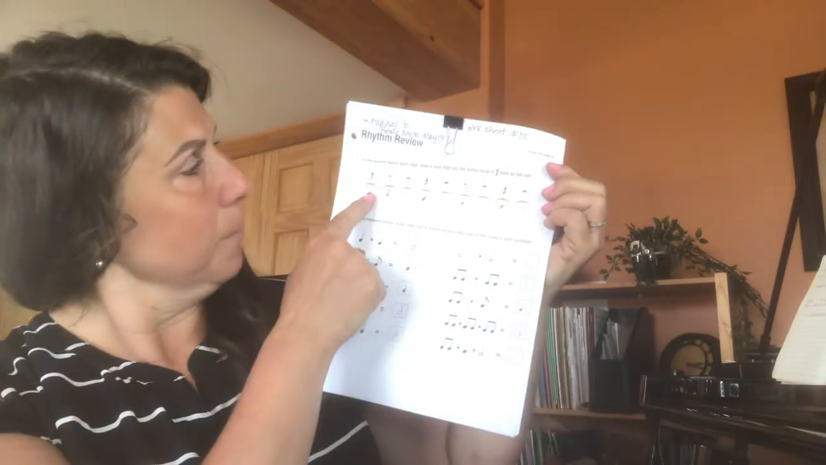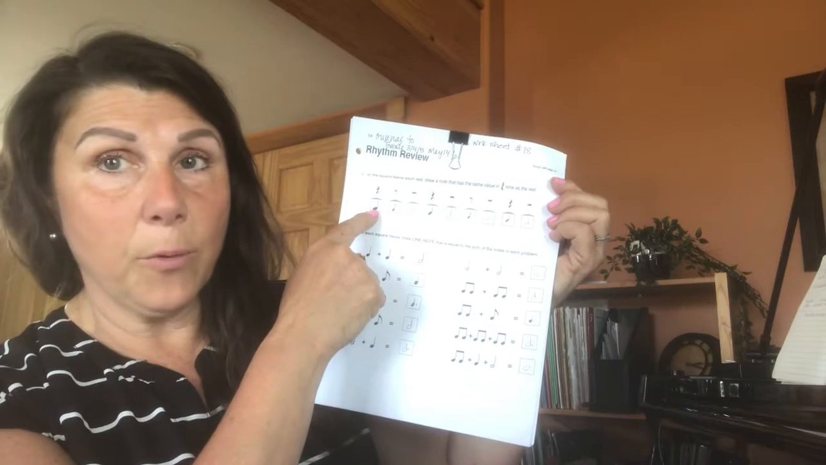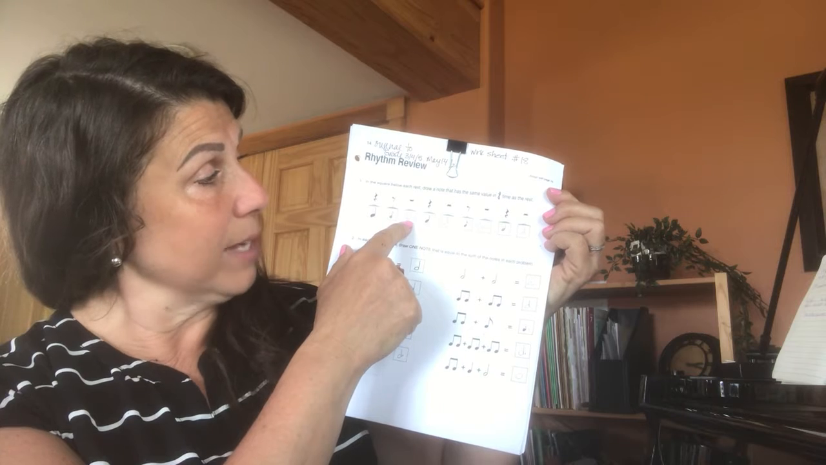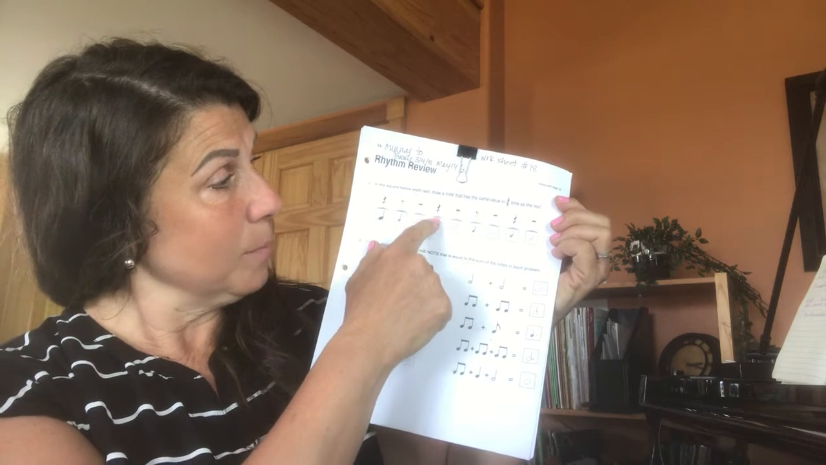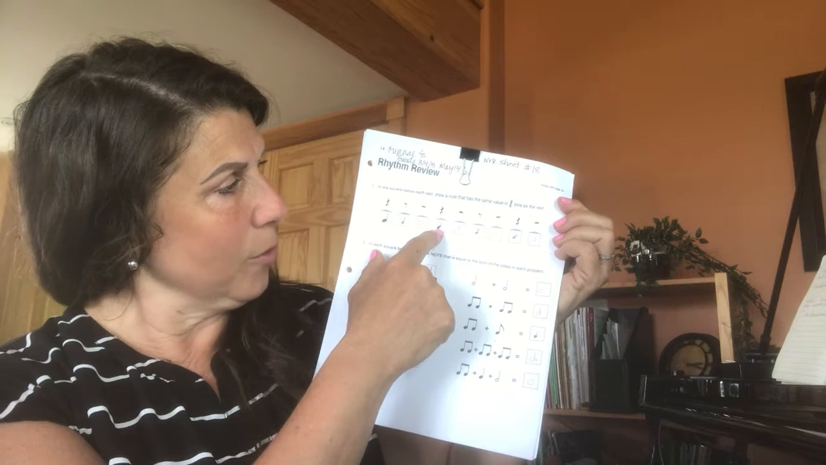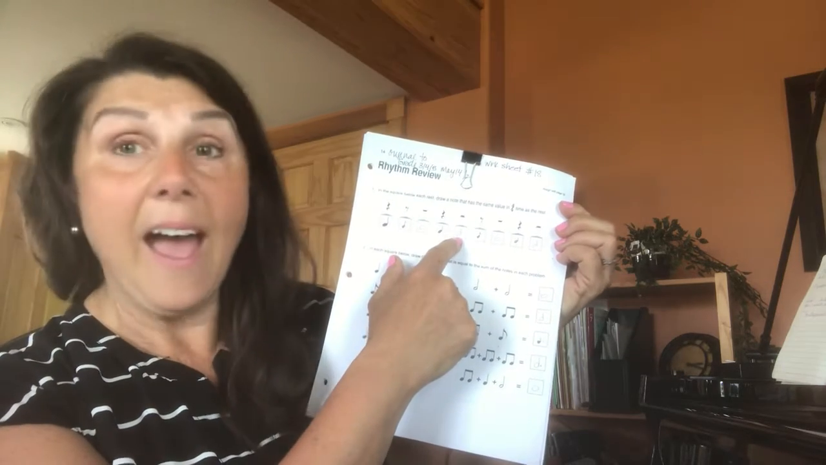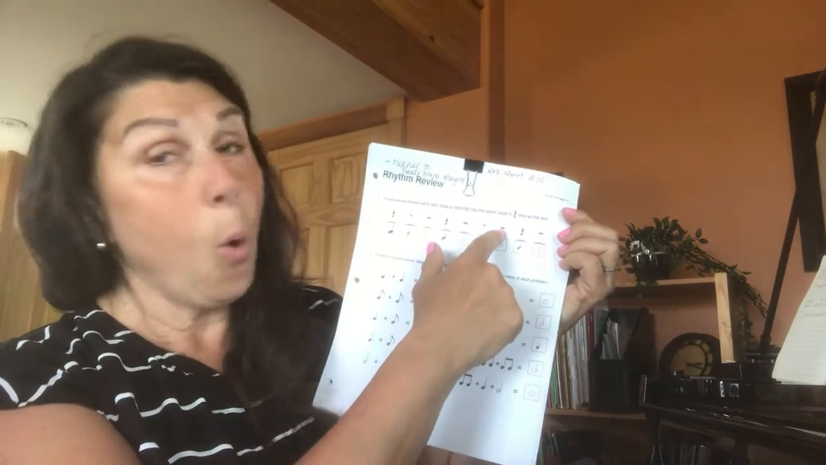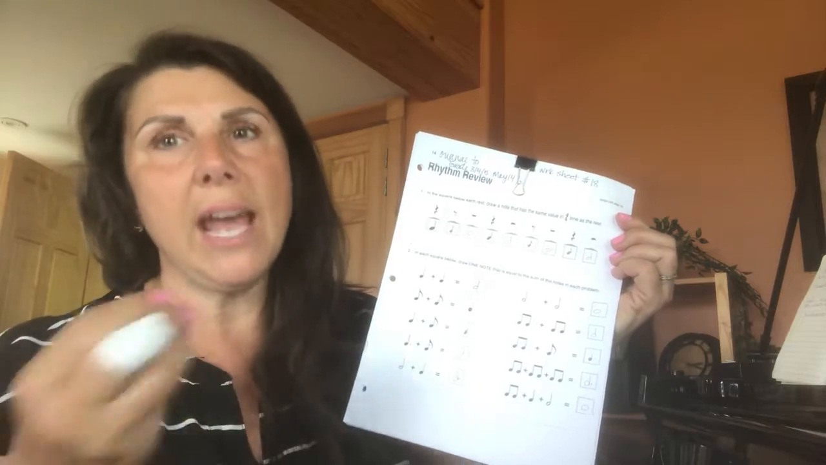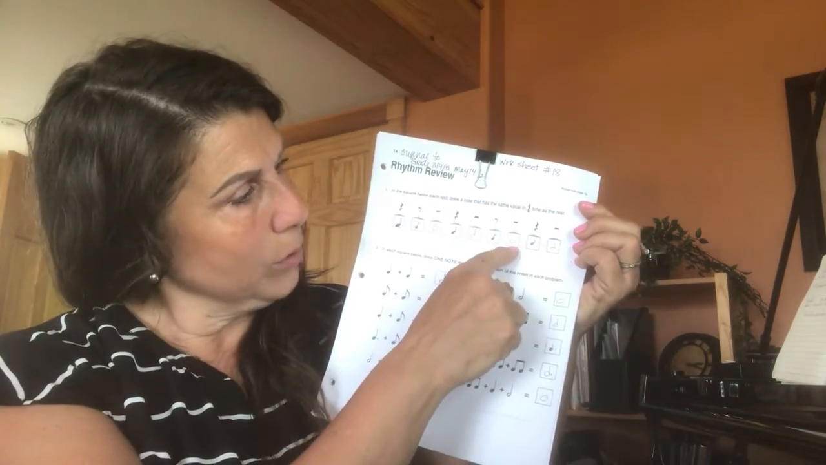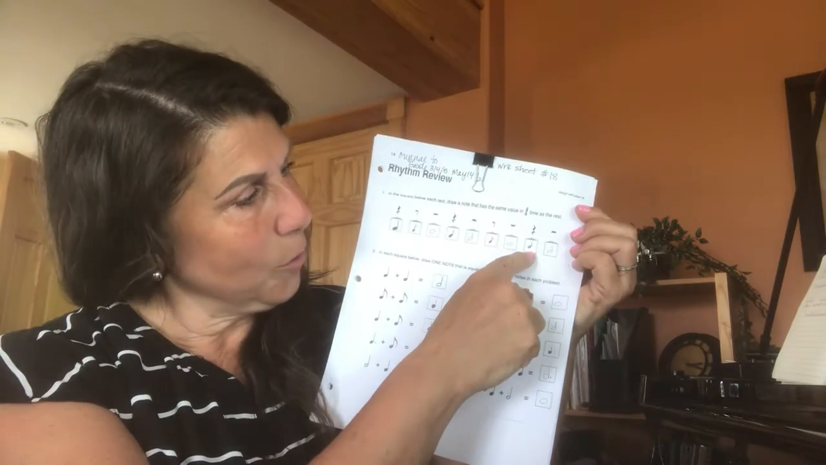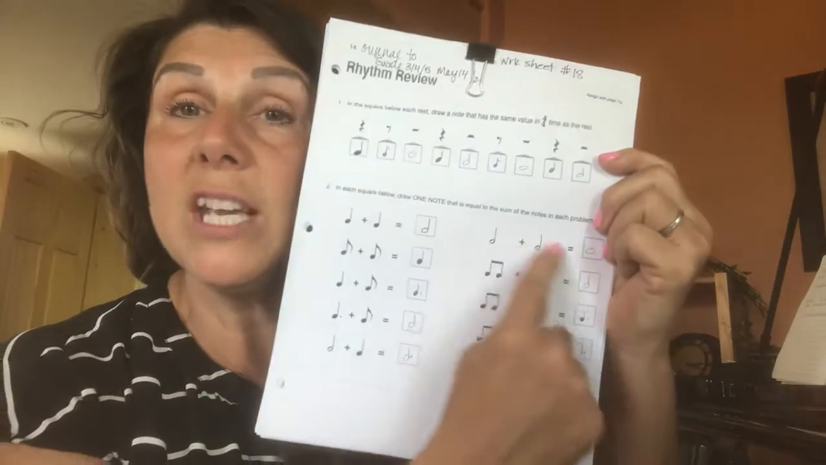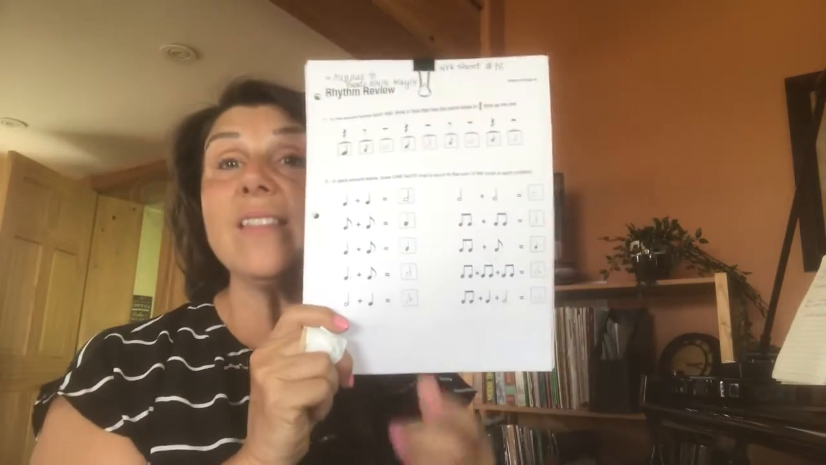So let's start here. Quarter rest, quarter note. Eighth note, eighth rest. Whole note, whole rest. Eighth rest, quarter rest, quarter note. Half rest, half note. Eighth rest, eighth note. Whole rest, the one that hangs down, just think of it being heavier, a greater value. Whole note. Quarter rest, quarter note. Half rest, half note. And then down here, you're to answer each of these in the box with a note.